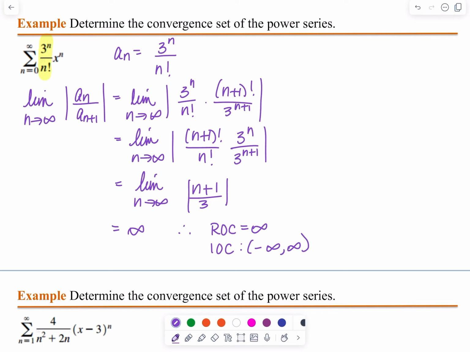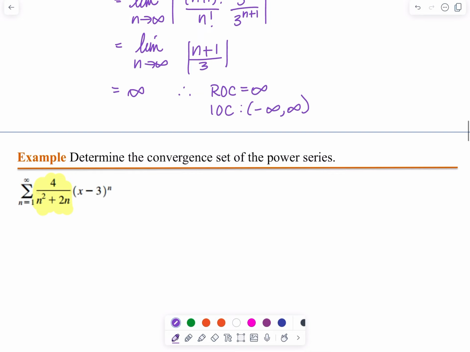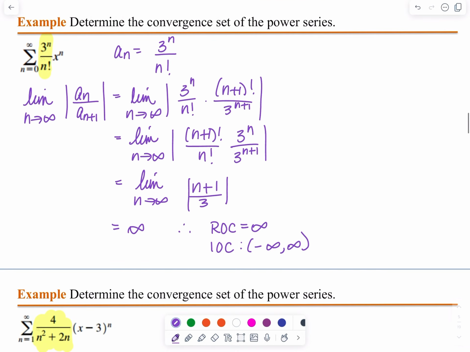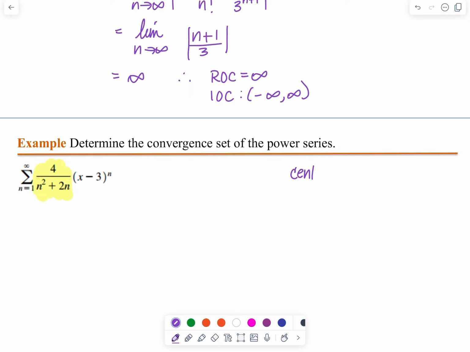Let's take a look at another example here. You can see that we have a sub n here. In the previous power series, the center was 0. Here our center is 3. Okay, just to point that out.